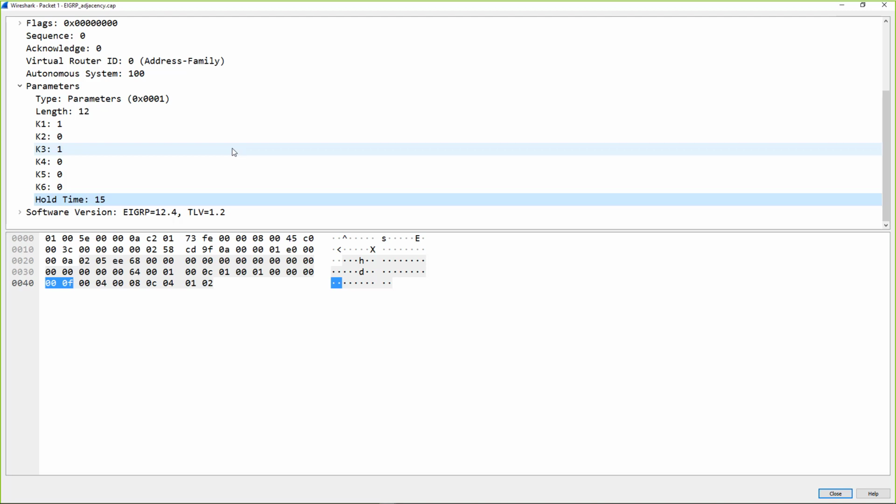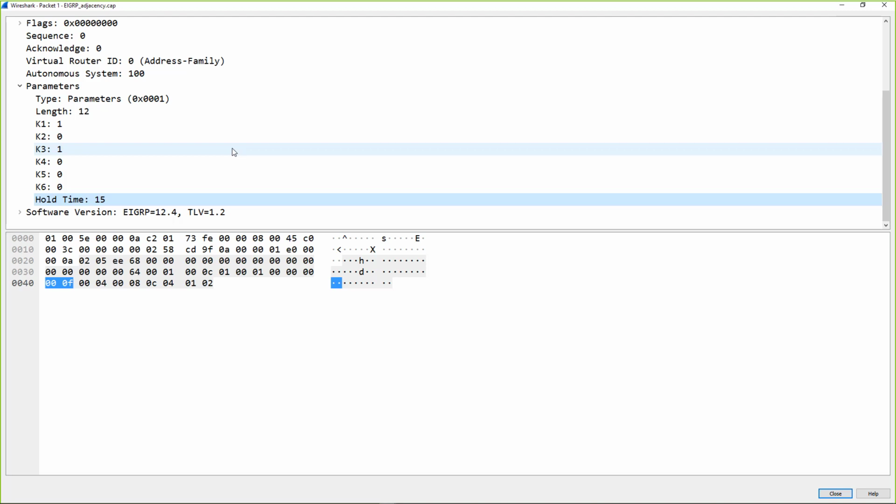Let me actually back up and start by saying we establish adjacencies by sending out periodic hello packets. Anything that's sent periodically means that it is sent on a specific time interval. And there's a couple of different timers for EIGRP. In any kind of broadcast network, like an Ethernet network, the hello timer is 5 seconds. So every 5 seconds we're sending a hello packet.